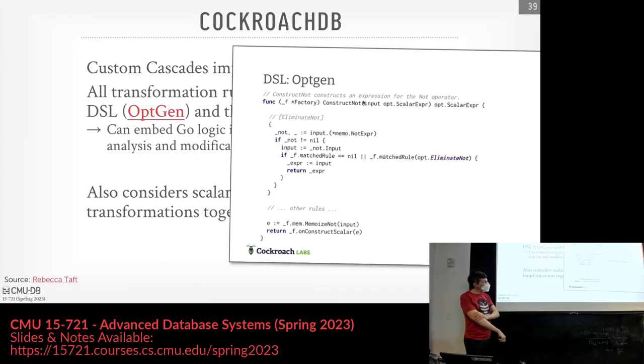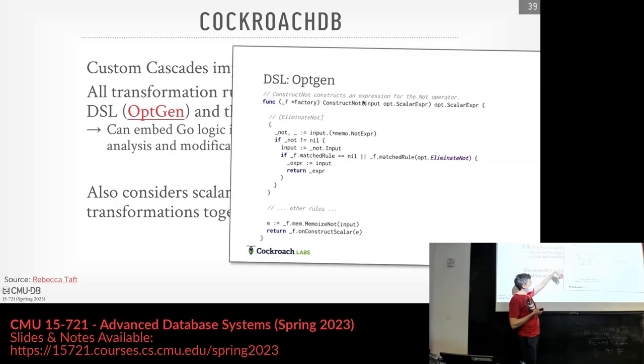This is from a talk that Becca Taft gave during the pandemic. This is just an example of what their OpGen language looks like. This is a rule for when someone has in a WHERE clause, WHERE NOT NOT true, right? You can get rid of the double nots. It's a bit inscrutable, but this is what a rule and transformation would actually look like.